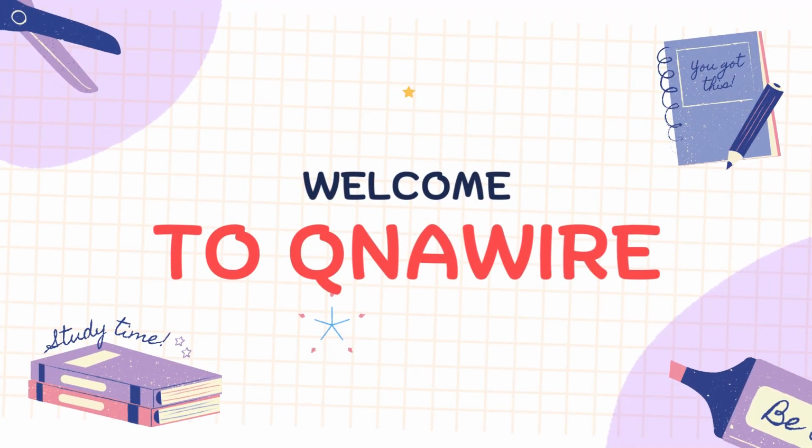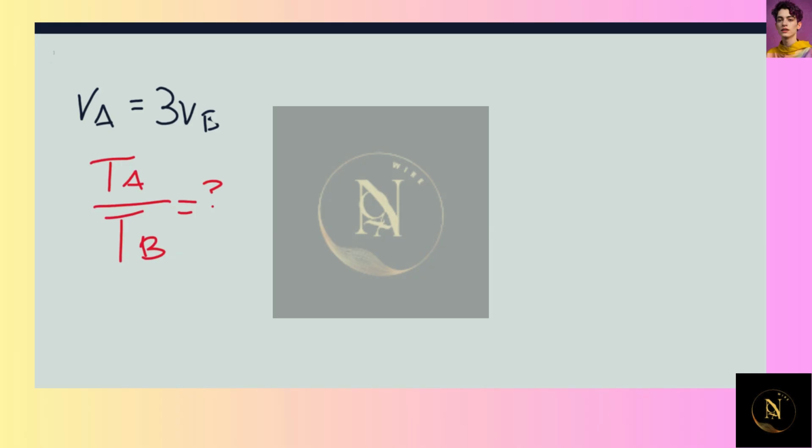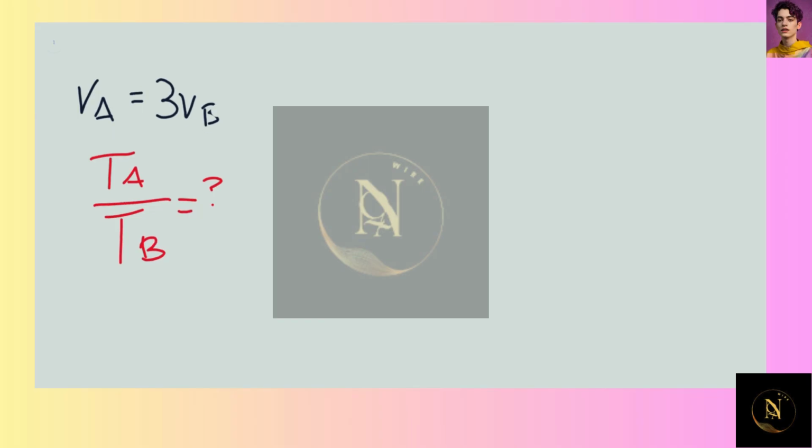Welcome to qnawire. In this problem, we have to find the relationship between two satellites in orbit around a planet, given that we know the relationship between their velocities. So the first thing that we should do is rewrite an equation for the velocities so that we can relate them in a more meaningful manner, and not just in terms of two variables that we don't know the actual value of.